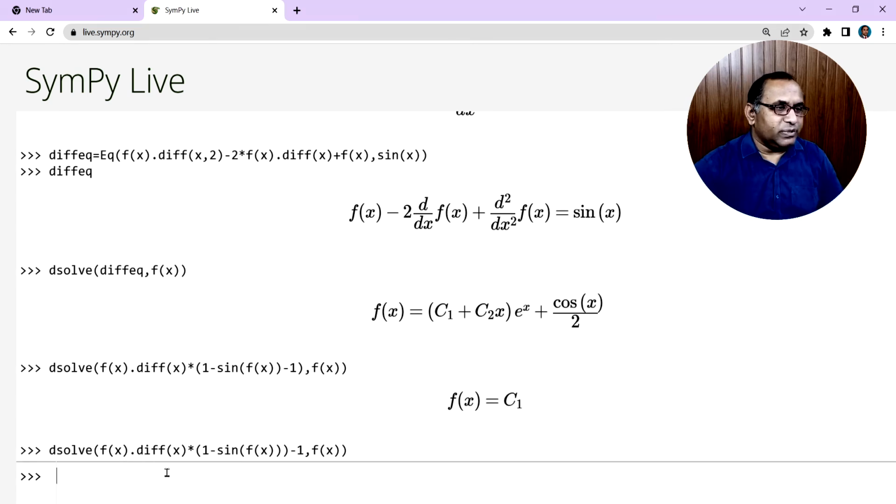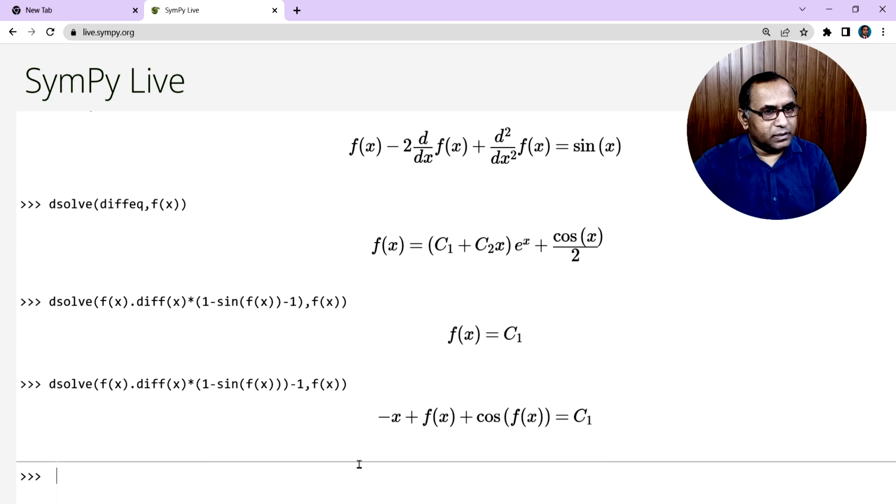So the solution of this differential equation will appear. Just wait 1 minute. It will return the value. So this is the solution for the equation, which is minus x plus f(x) plus cosine of f(x) is equal to c1.